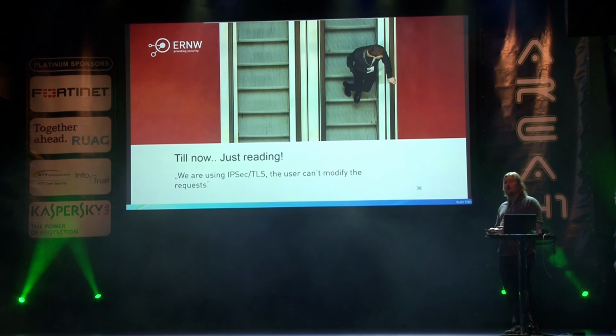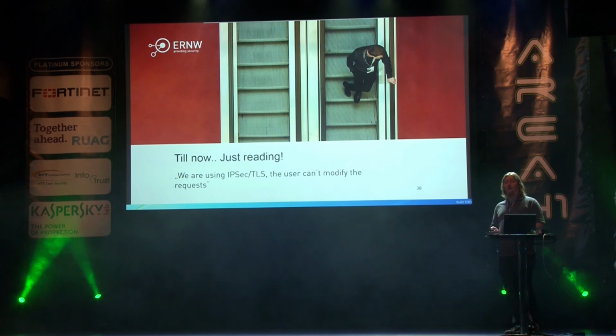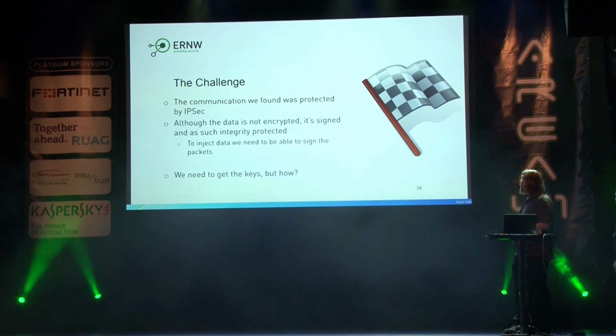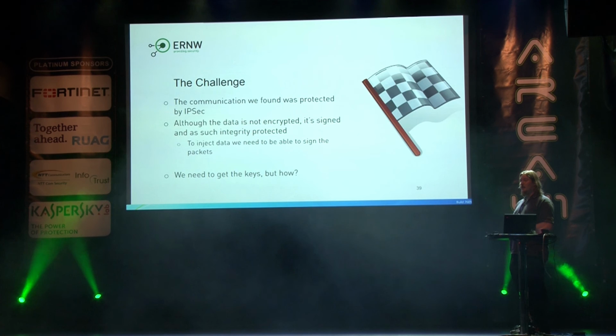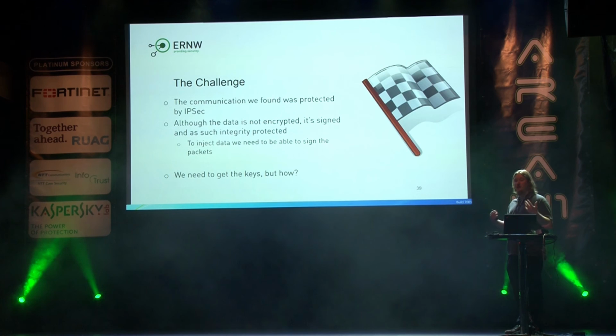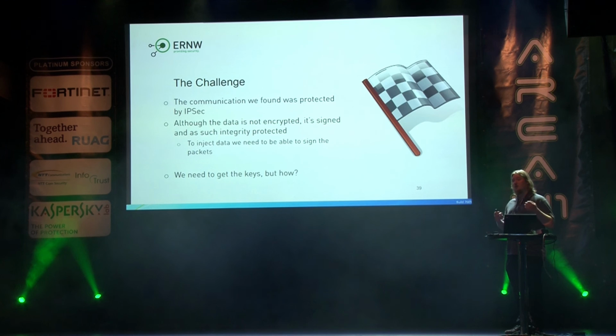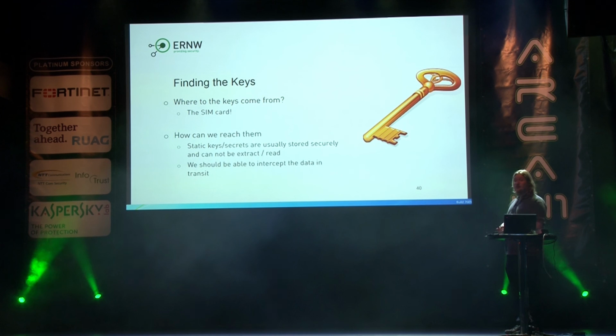So the question now is, how will we actually be able to write data and to actually get into the communication? So very simple challenge. We've got IPsec. It isn't encrypted. It's just used for integrity protection. So we've got the ESP packets, which basically have a different protocol header and have a footer underneath, which just includes a signature. So every time we try to inject something, we'll break the signature. So we need the key to actually be able to do that. Finding the keys is easy. We know the keys are on the SIM card. So what can we do?